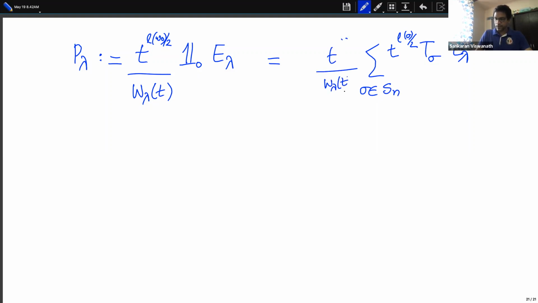So W lambda here is the stabilizer of lambda, the Poincare series of the stabilizer. Okay, so that's the definition itself. So maybe I'll talk about the properties and so on next time.